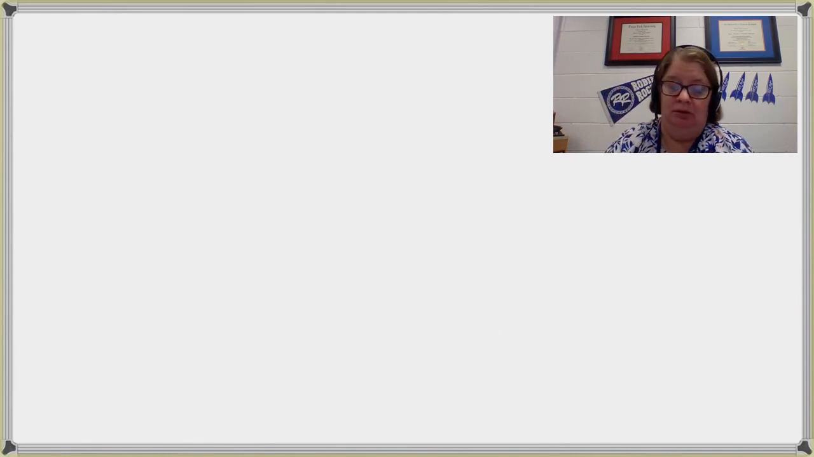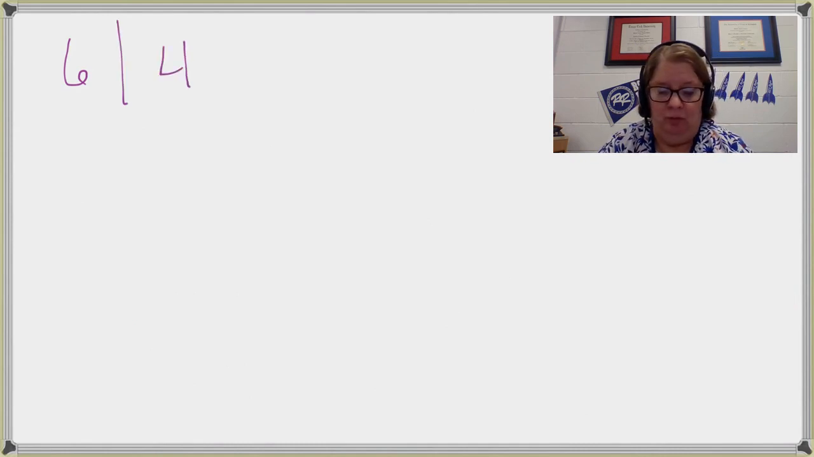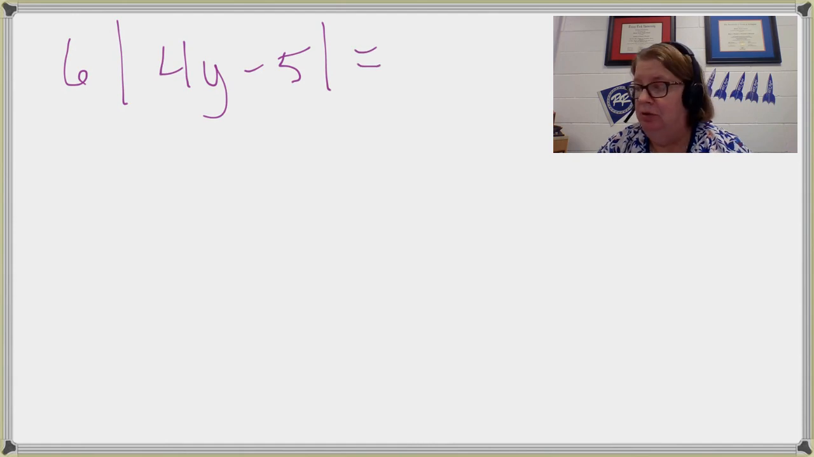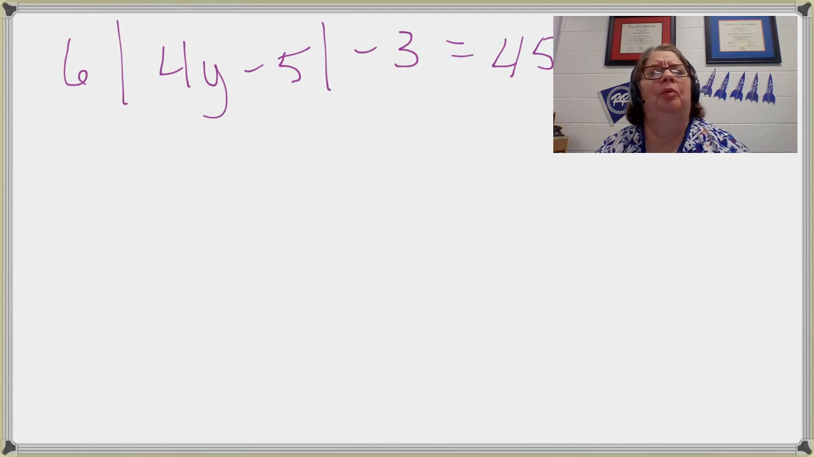Next, 6 times the absolute value of 4y minus 5, minus 3 equals 45. What do we say our first step was? First step is to isolate the absolute value bars. So we need to get the absolute value bars all by themselves. So now I have 2 different numbers to get rid of. Okay, I need to get rid of the minus 3. We're going to get rid of the minus 3 first.